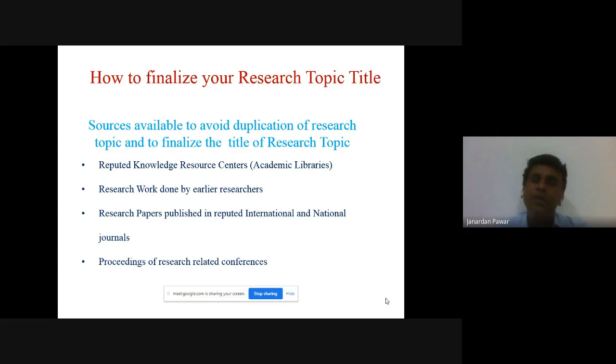it will take huge time. Because physically you have to visit a library. For example, if you are doing your PhD from University of Pune, and you want to find out whether it is original or not, then you have to visit Jaikar library in University of Pune, and you have to find out whether it is original or duplicate, and it will take huge amount of time. It is time consuming. So what can be done?